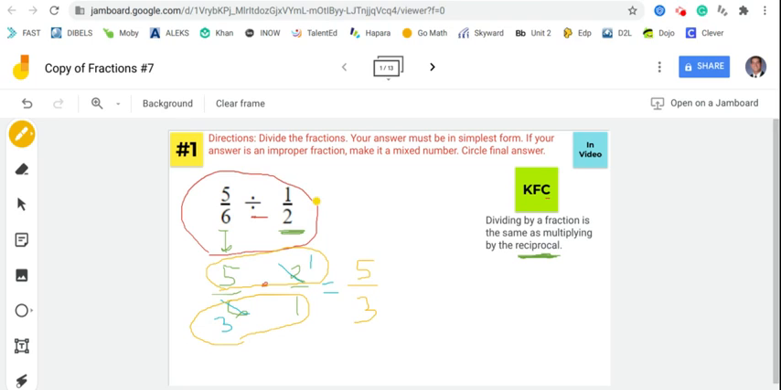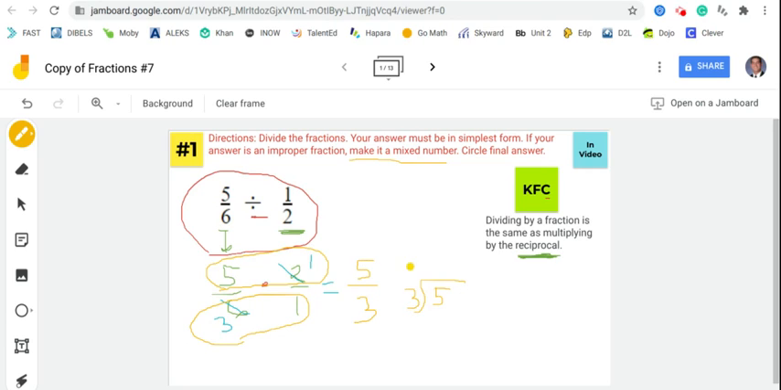This is correct, but in the directions it tells me that my answer not only must be in simplest form, which it is, but if my answer is improper, which it is, then I need to make it a mixed number. So I need to make 5/3 a mixed number. Remember, the horizontal fraction bar means divided by. So this is really saying 5 divided by 3. And so that would look like this, 5 divided by 3.